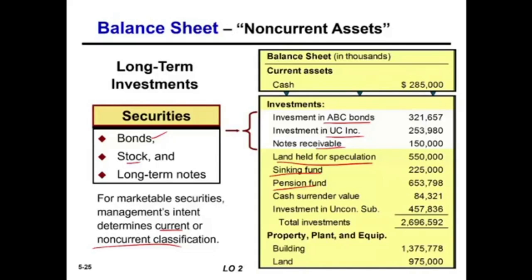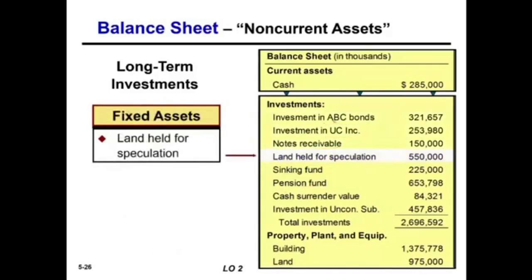So what else could we have under long-term investments? We're looking at stocks. We could also have land held for, and notice here, speculation. Speculation means to make a profit. Why do we need to differentiate this? Because if you bought a piece of land, the first thing you think about is, well, it's land, it's property, plant, and equipment. True, but sometimes companies buy a piece of land as a speculation. Speculation means they want maybe to sell it if the prices go up.